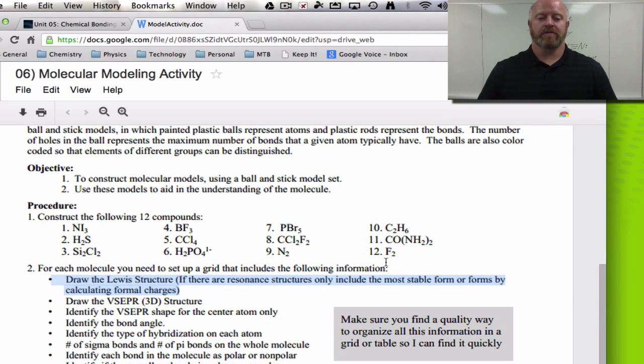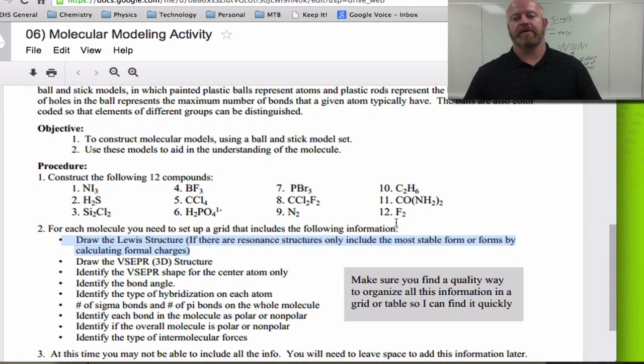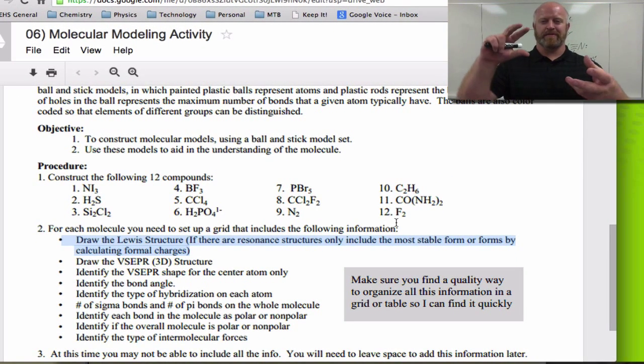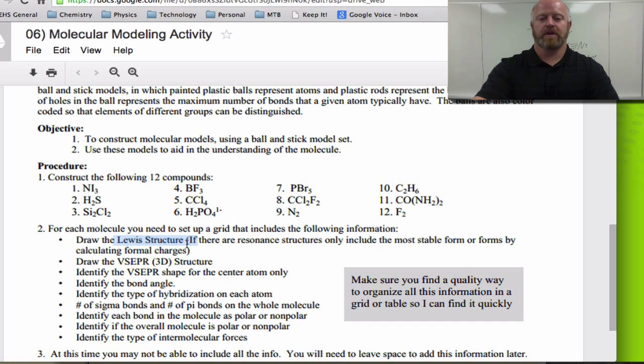But for now, in preparation for this lab, in preparation for building the molecules, we're going to get the model kits out and actually put them together. We need to set up a grid. You're going to have 12 compounds. They're all listed here for you. Your job is to draw the Lewis structure for all these compounds. If there's resonance, only include the most stable form or forms by calculating formal charges.